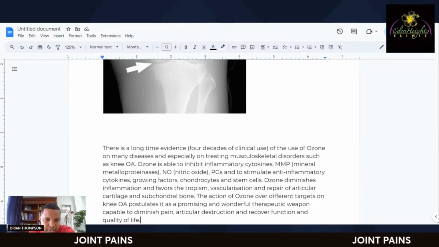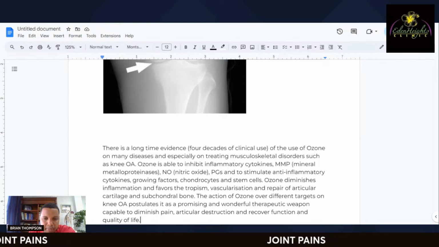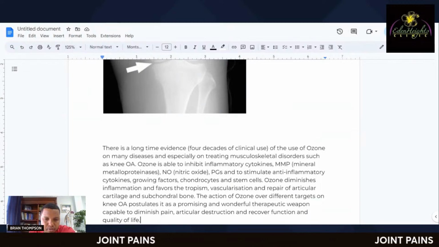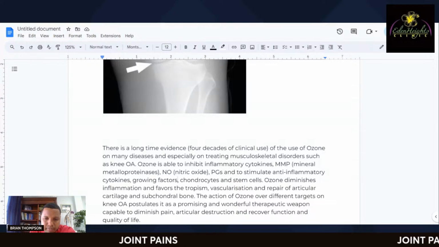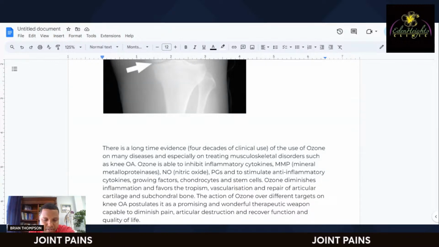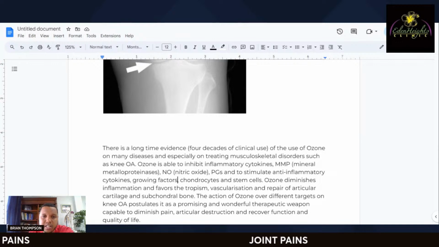All right, so ozone, of course, is used on many diseases, especially for treating musculoskeletal disorders such as knee osteoarthritis. Ozone is able to inhibit inflammatory cytokines. It also works well on increasing nitric oxide, which helps to increase blood flow, and stimulates anti-inflammatory cytokines, growth factors, chondrocytes, and also stem cells within the area of the knee. Now, stem cells are what is actually needed to help regrow cartilage. Naturally, you don't get a regrowth of cartilage because it has a very poor blood supply.